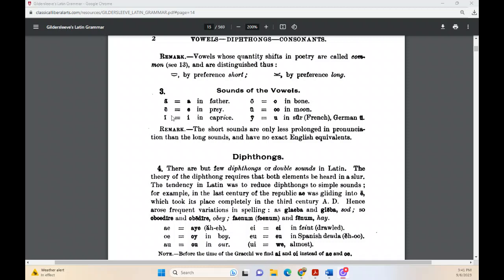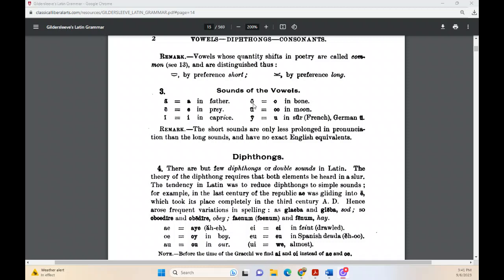Next we have the long eh. And we see that this vowel is sounded with the eh sound in pray, pray. And you can hear that is long. Eh, pray. Long eh. Next we have I, and we see a long sign above it, ee, as in caprice, caprice, ee. We can also use the English word machine, machine, ee. That's the sound of the long I in Latin.